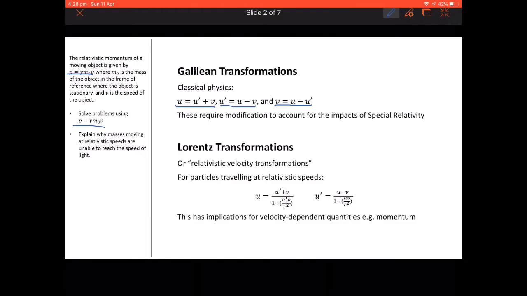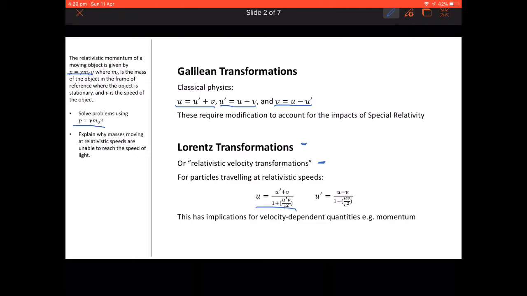And when these are modified, they're called Lorentz transformations or relativistic velocity transformations. So for particles travelling at relativistic speeds, the velocity in reference frame A is equal to the velocity in reference frame B, u prime, plus the relative velocity, and then that's divided by 1 plus the velocity in reference frame B times the relative velocity divided by the square of the speed of light.